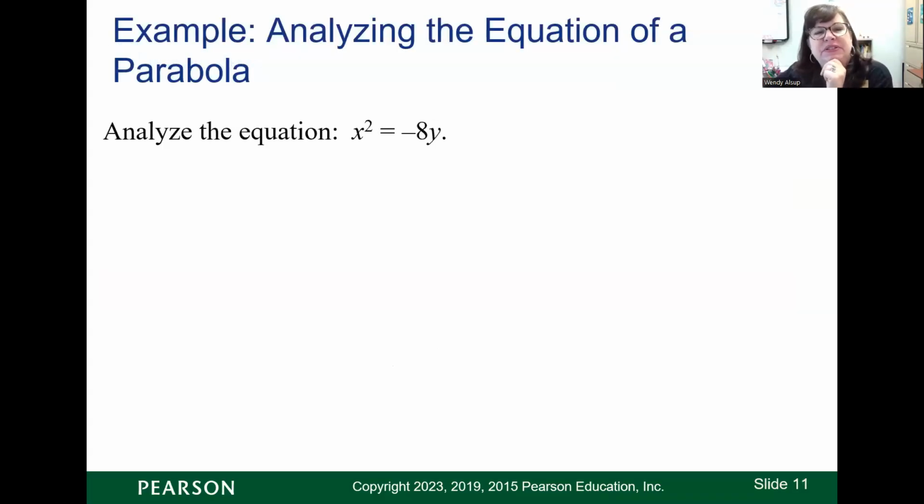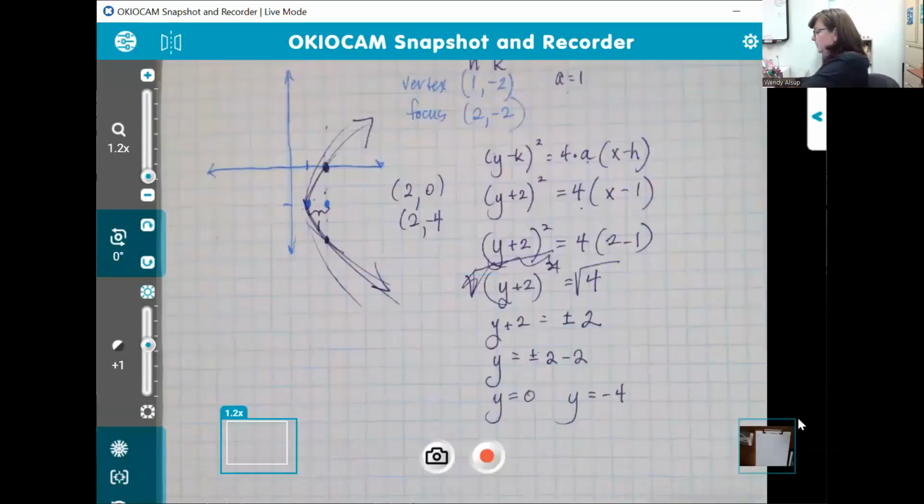All right, now here's a different kind. x squared equals -8y. x squared, and we want to analyze this one. This one then, x squared equals -8y.